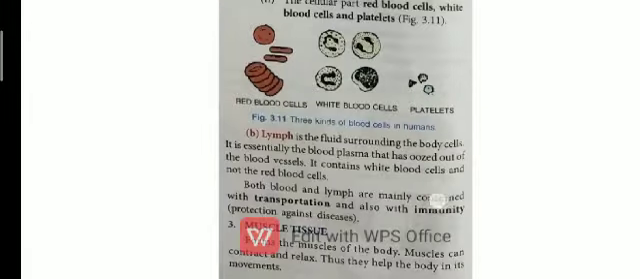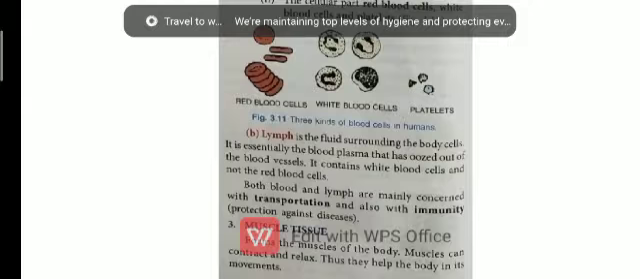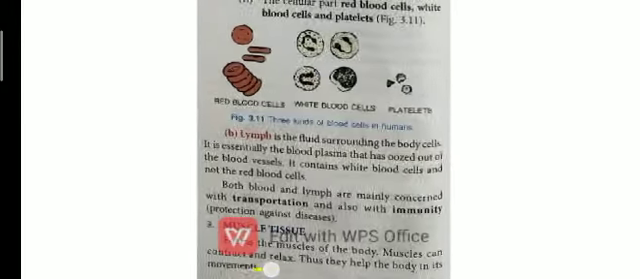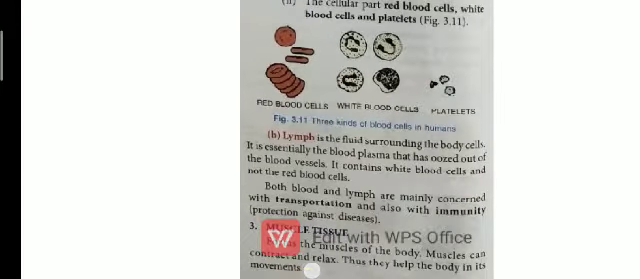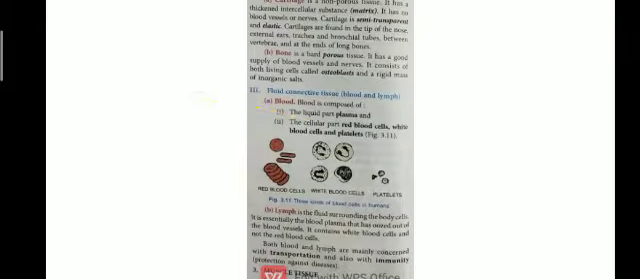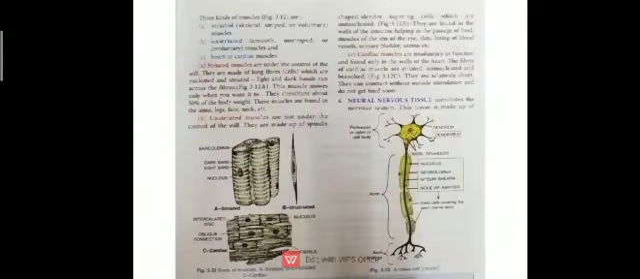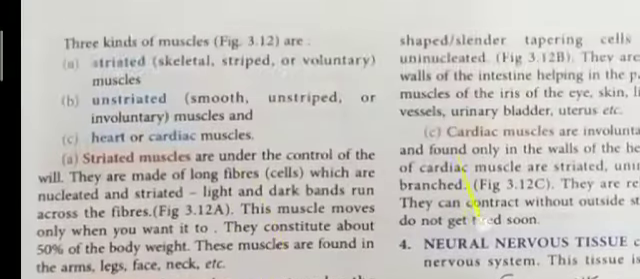Next we have muscle tissue. You all know that muscles are very helpful. They cover the skeleton, and form the muscle of the body. When they contract and relax, only then can our body do movement or locomotion. There are three types of muscles. First one is striated.